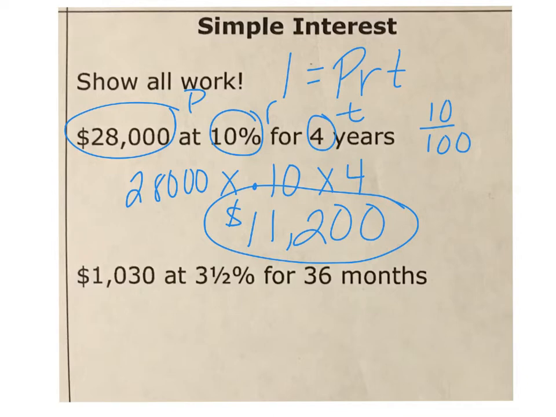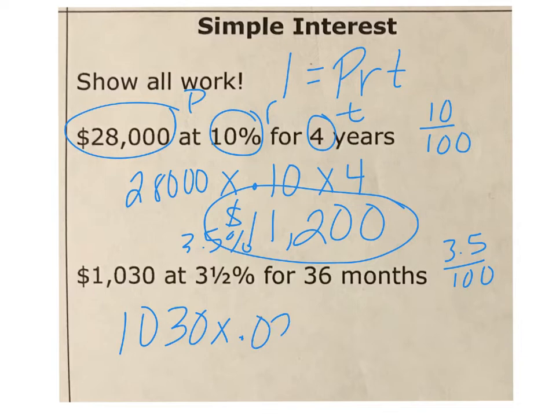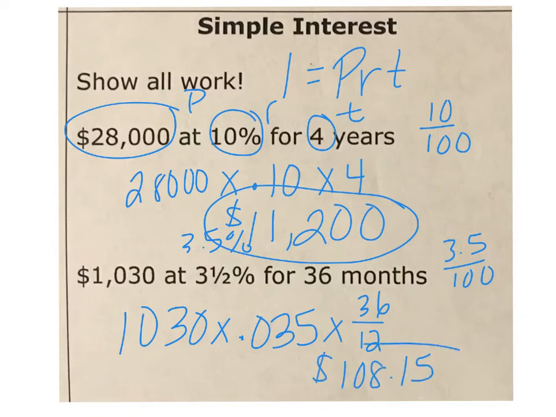And then the next one, you could change this 3.5% to a decimal, and again 3.5 divided by 100. So you're taking your principal, 1,030, times 0.035 times, and you could say either 36 over 12, or you could change that and that equals 3 years. Either way, you get $108.15.